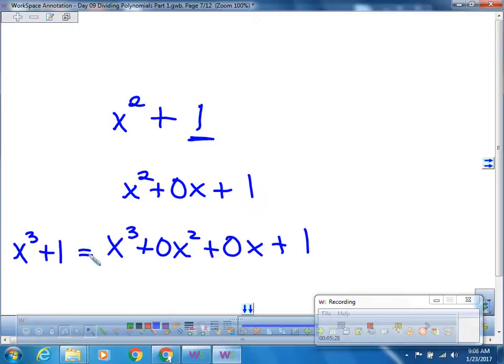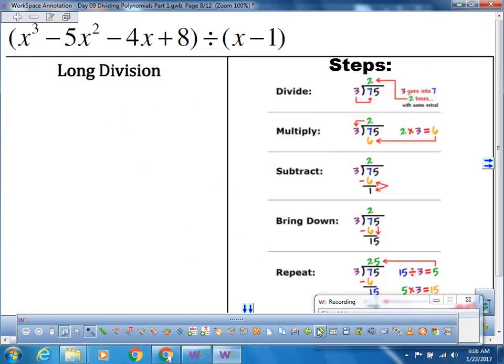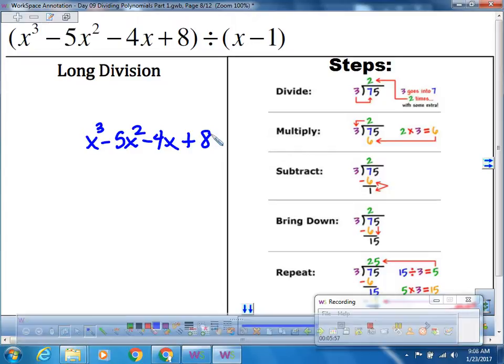Okay? All right. So I'm going to go ahead and do long division with polynomials. Why do you think I told you guys this? It's not going to be hard as long as you do the long division within the problem like I just showed you. All right, so I have x cubed minus 5x squared minus 4x plus 8. Do I have all my places accounted for? I do. That's the first thing you want to check. And I'm going to divide by x minus 1. This is my ones place. This is my tens place.